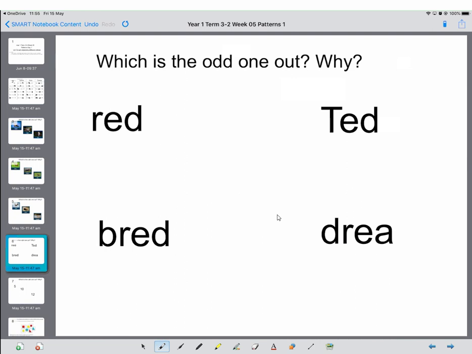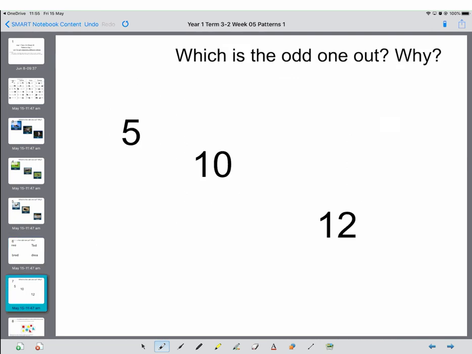Okay, and then our last question. Which is the odd one out and why? So again, I'll give you a few answers, but you could have completely different ones.